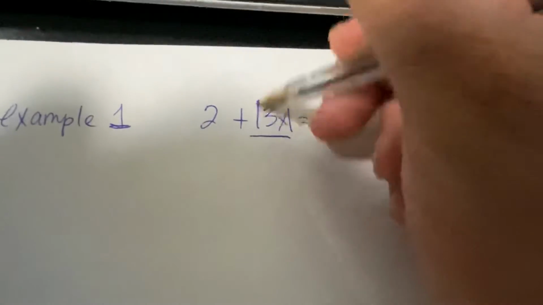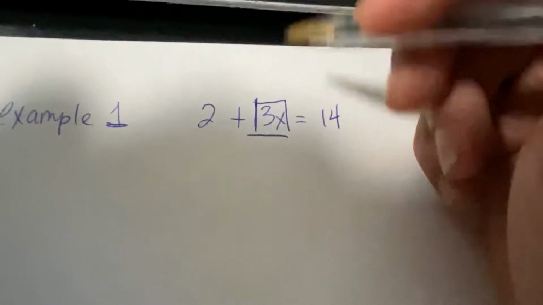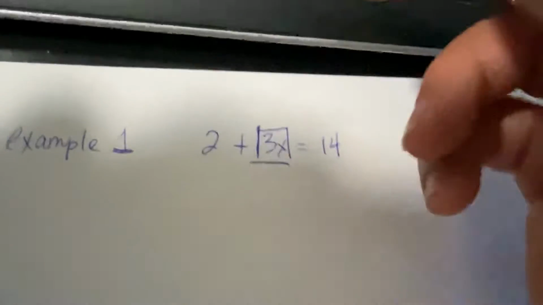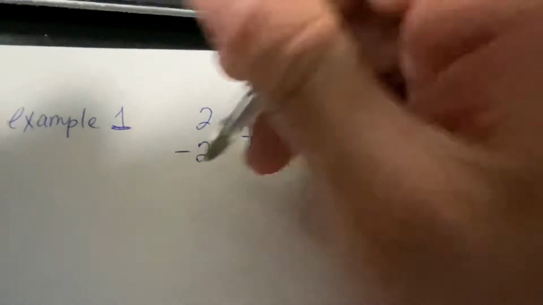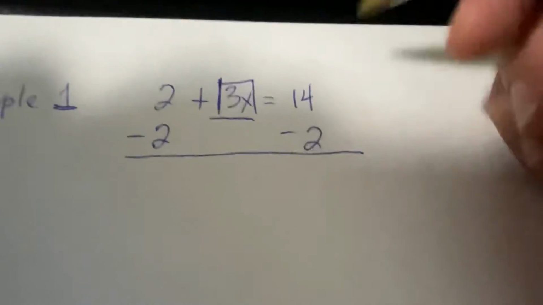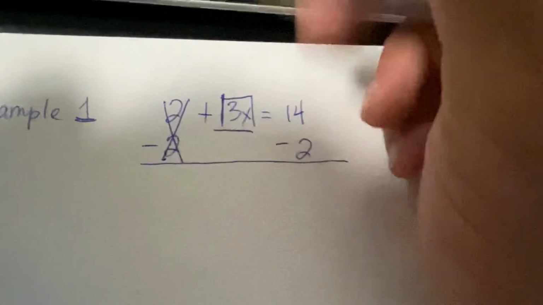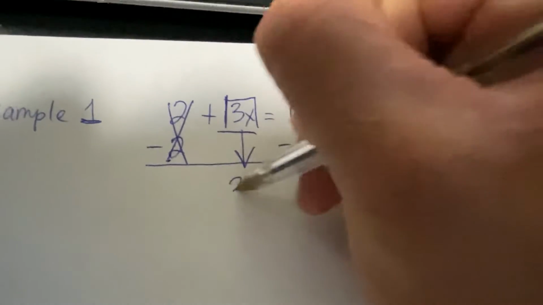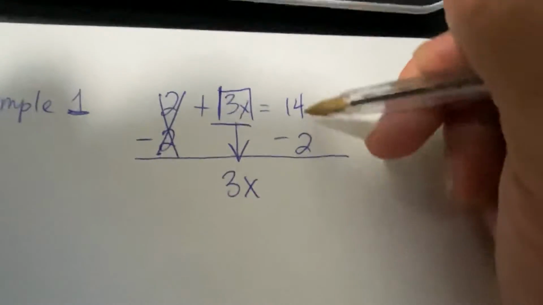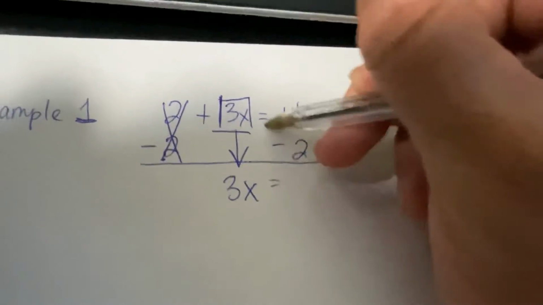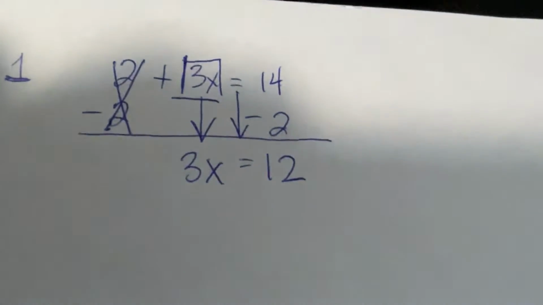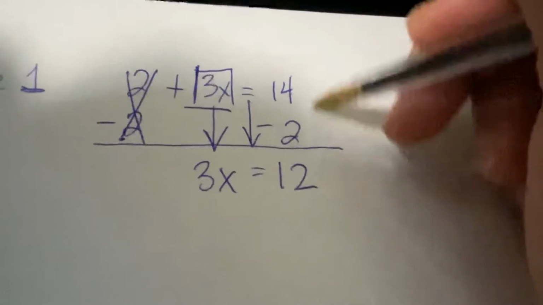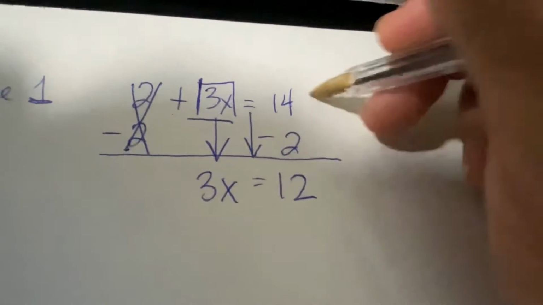So what we do is the inverse operation, and I see that I have a positive 2 here, so I'm going to subtract 2 from both sides. And when I do that, the 2's cancel each other out. The 3x comes on down. And now I have 14 minus 2. And I bring down my equal sign as well. And I have 12, right? So now this was my first step. All of this stuff that I did, everything here.